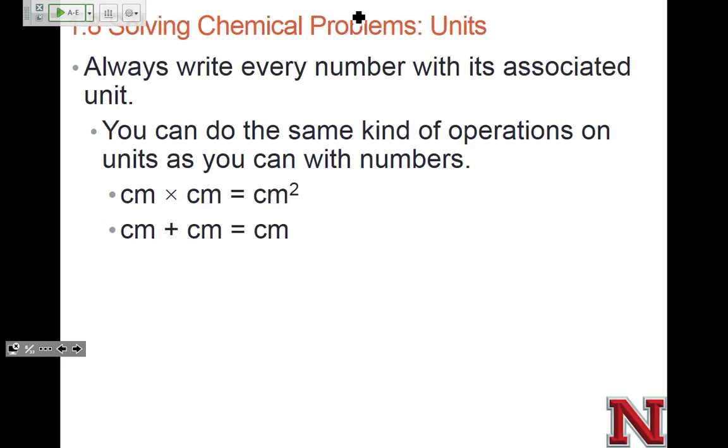The unit's still centimeters. Remember, we can only add and subtract like units, so we can't add 1 meter to 1 centimeter. We have to convert one or the other. If we divide a centimeter by a centimeter, we get 1. We no longer have a unit. And that's how we're going to be using unit analysis, which we talked about briefly, but now we're going to be applying it more.